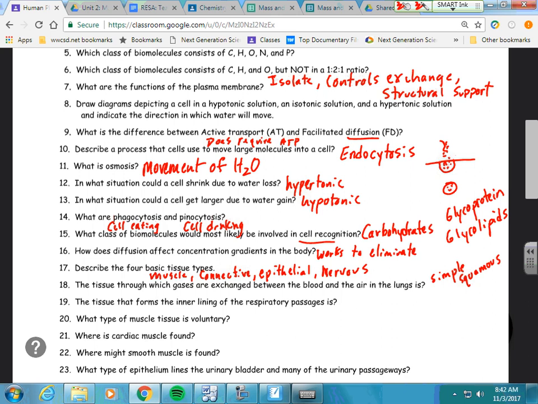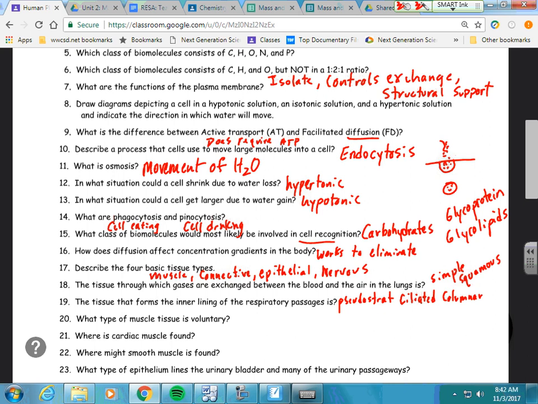Number 19, the tissue that forms the inner lining of respiratory passages. For respiratory passages, I think of needing things to filter out particles that don't belong. And one thing that would work well for that is to have hair-like projections. So with the respiratory passages, I think of that really long, crazy one called pseudostratified ciliated columnar epithelium.